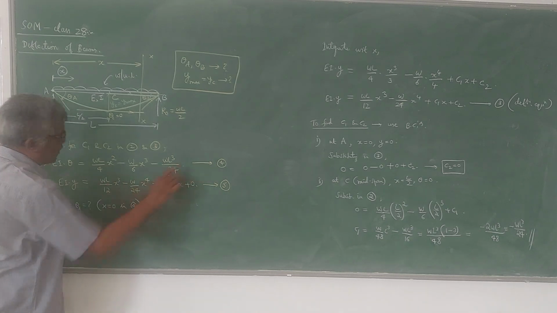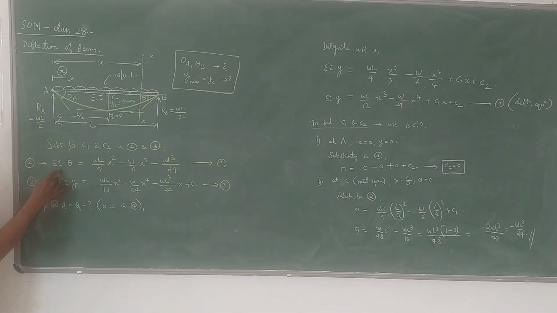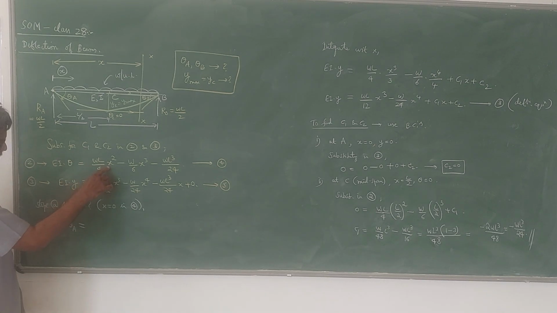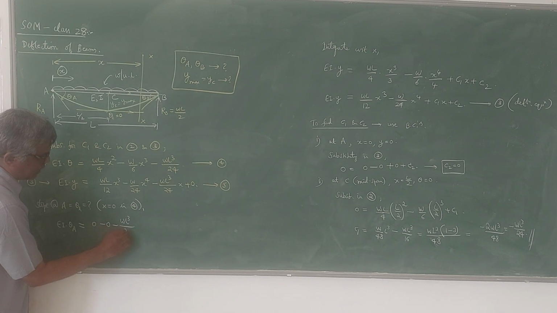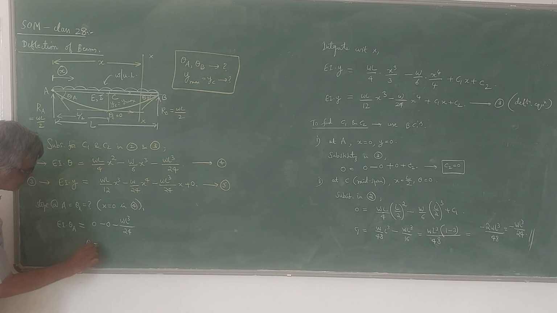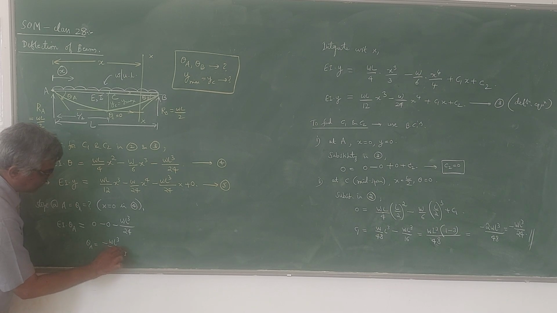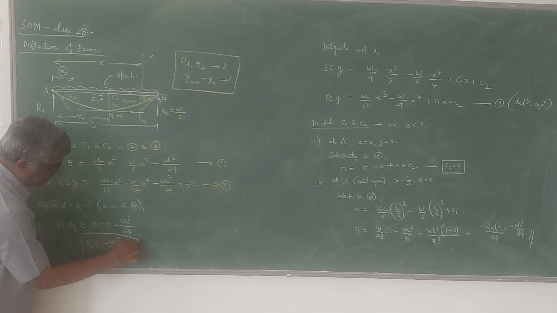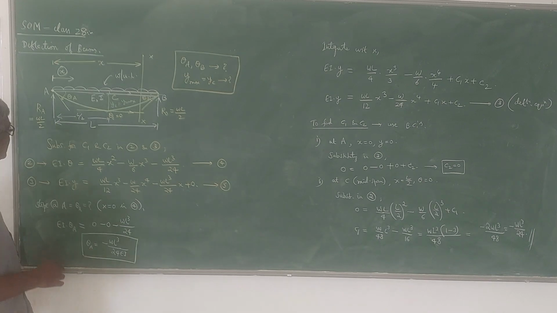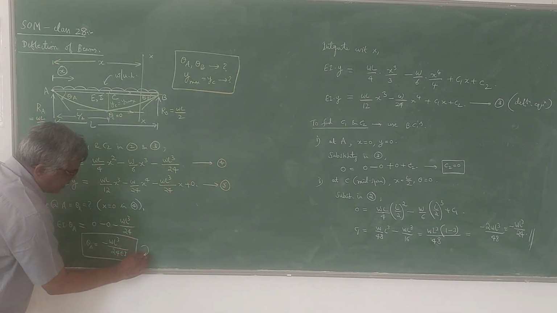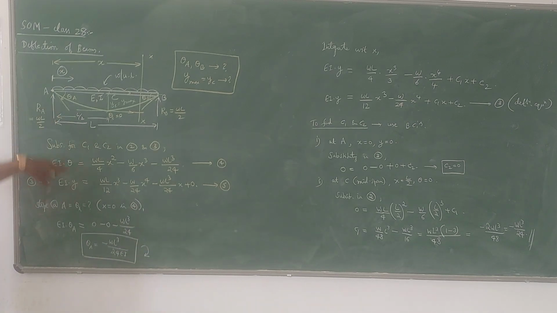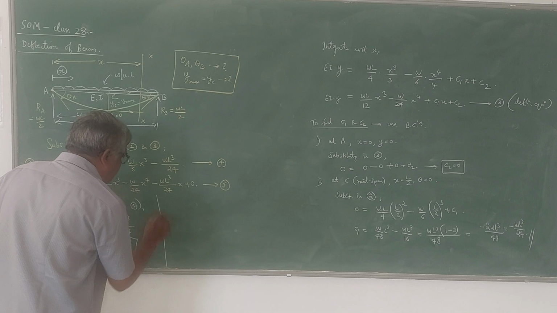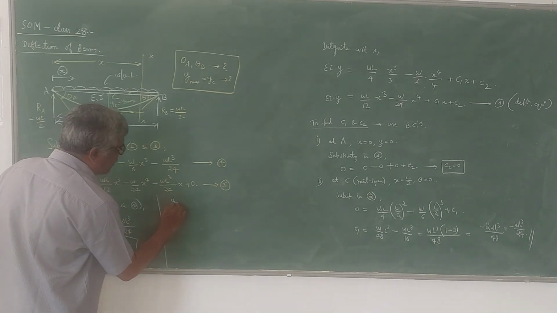So here EI into theta A is equal to, this becomes 0, this also becomes 0. Only you get W L by 24, or theta A can be written as minus W L by 24 EI. So this EI you can bring to the RHS, it becomes divided. This negative sign, of course, indicates that it is clockwise. So clockwise, negative sign.